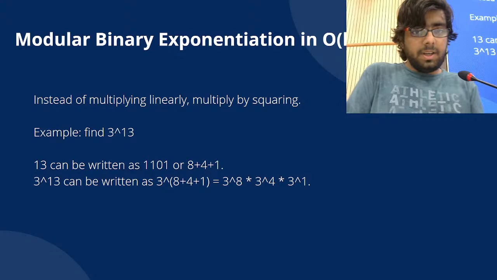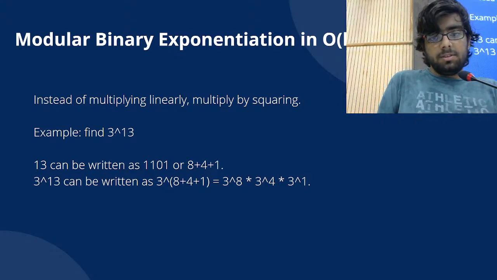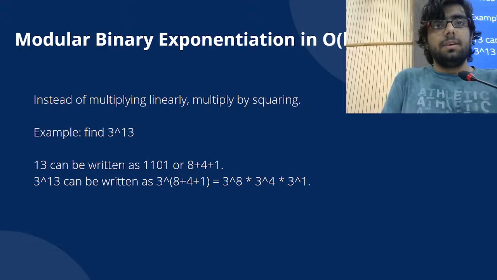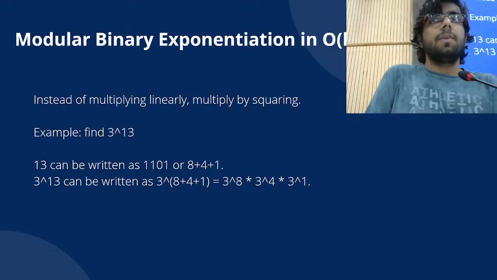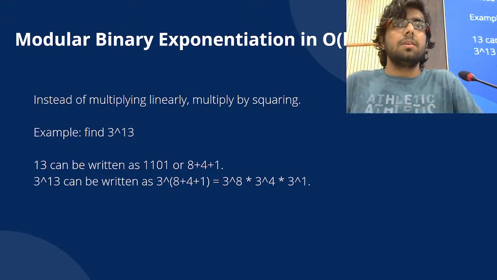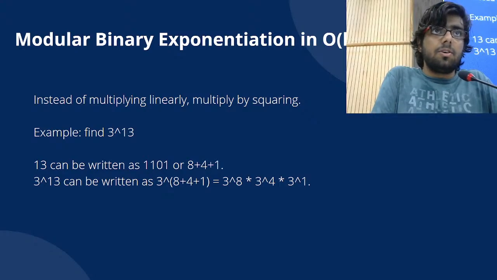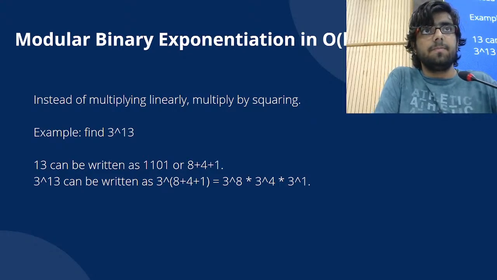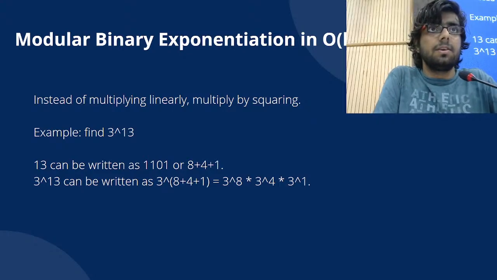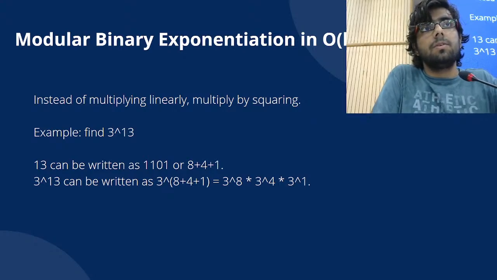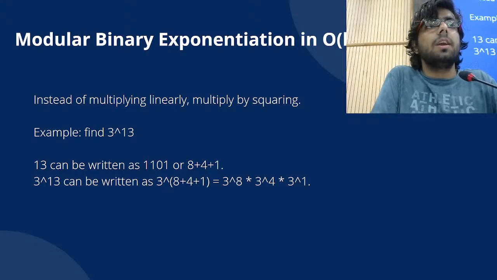So instead of linearly multiplying, we can convert the power into binary. We store two variables, one is answer and one is base. If the power is odd right now, we multiply answer by base, and we square the base and divide the power by 2. Else we just square the base and divide the power by 2. It's basically the same thing, we are just doing it in an iterative way instead of recursive.